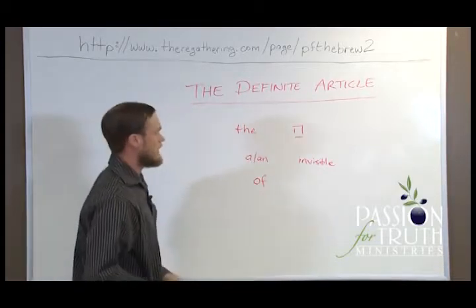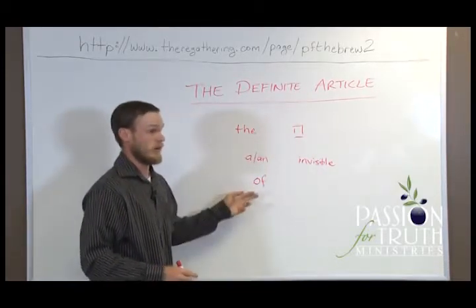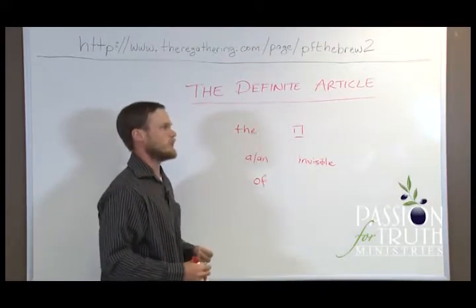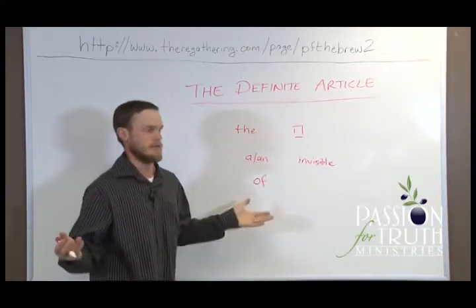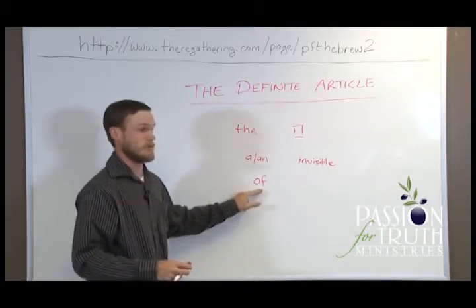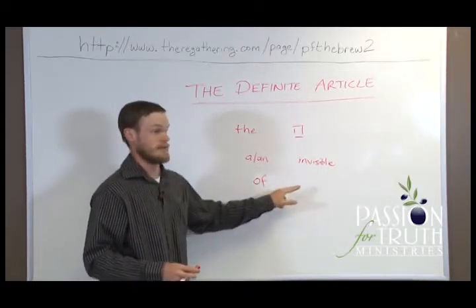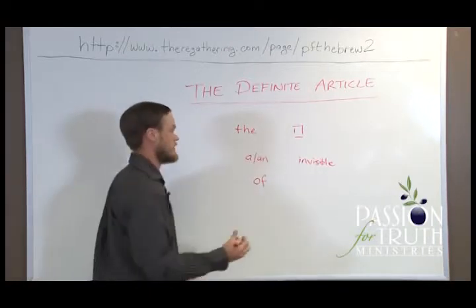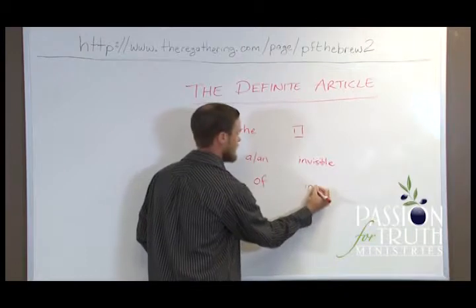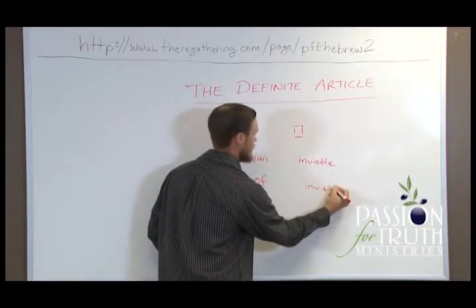Now, in modern Hebrew, there in fact is a word for of, in the sense of a man of the city or a man of God or something like that. In modern Hebrew, there is a preposition for of, but in ancient Hebrew, there is not. Okay? So, I call it an invisible word.